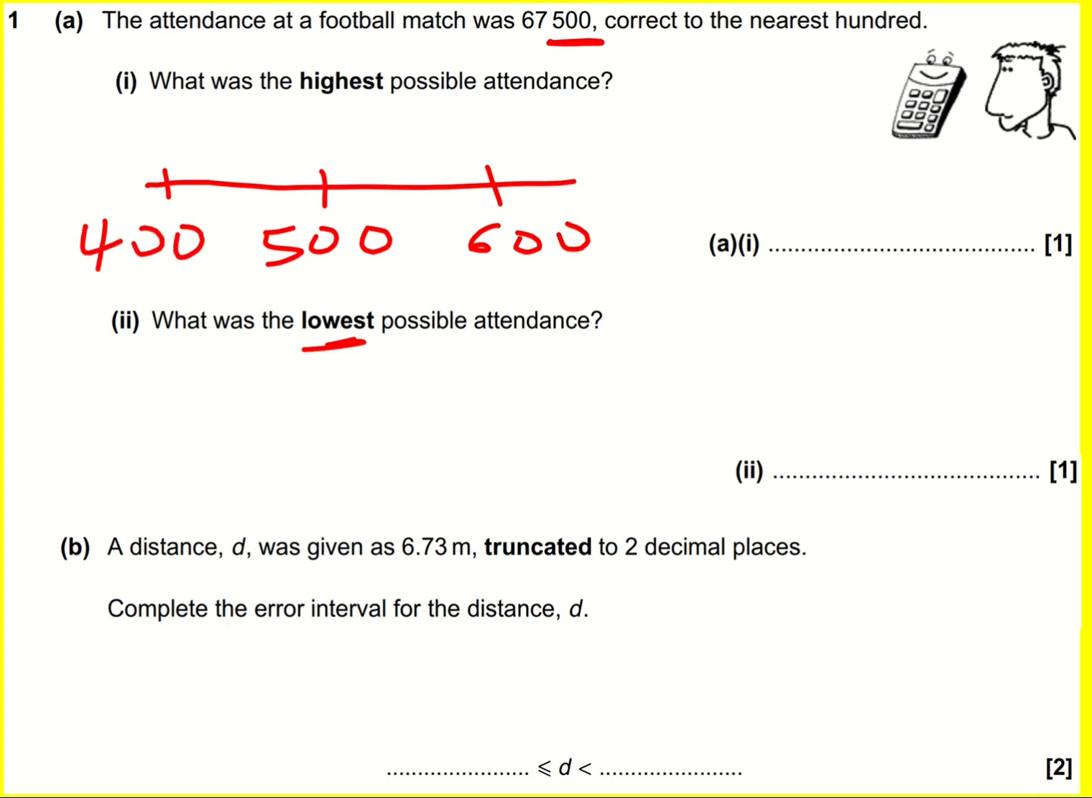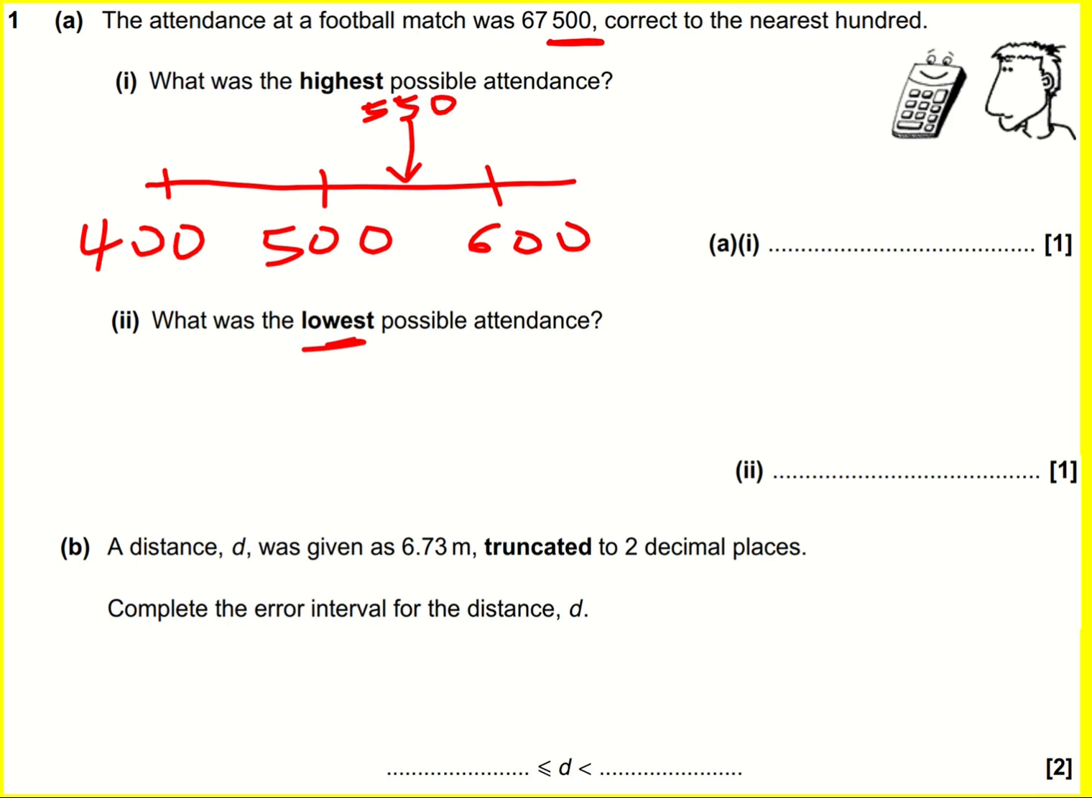So the highest possible attendance, I need to think what number would round down to 500. Like 502 would, because if I rounded to the nearest 100, 510 and so forth. And often we say it's like the point halfway, so 550.